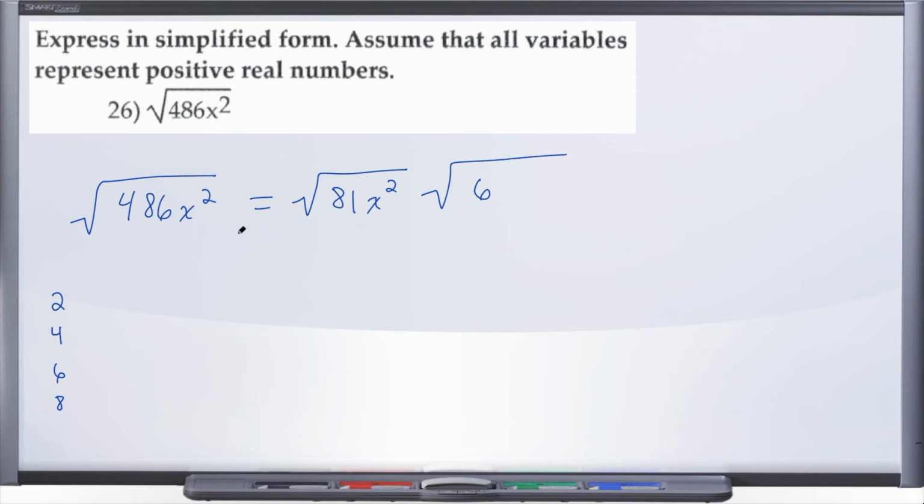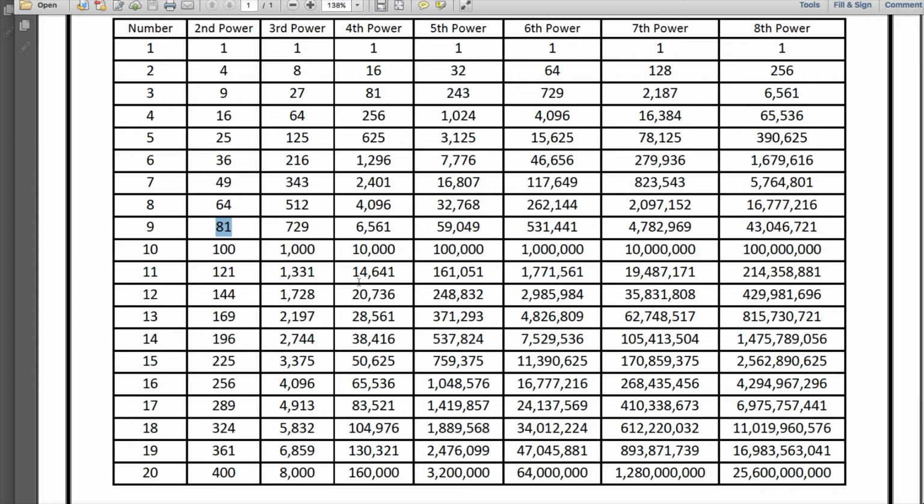Now we've broken this single radical down into good stuff and bad stuff. Let's just double check: we have 81 times 6 gives us 486, and x squared, so we have everything we need. When we break down the good stuff, we know that everything in here is going to come out nice and clean without any radicals. So what is the square root of 81? Hopefully you know by now that that is 9. If not, go back to your chart. We're dealing with the second power, right? Go down to 81, follow it over to the left, and you'll see 9.